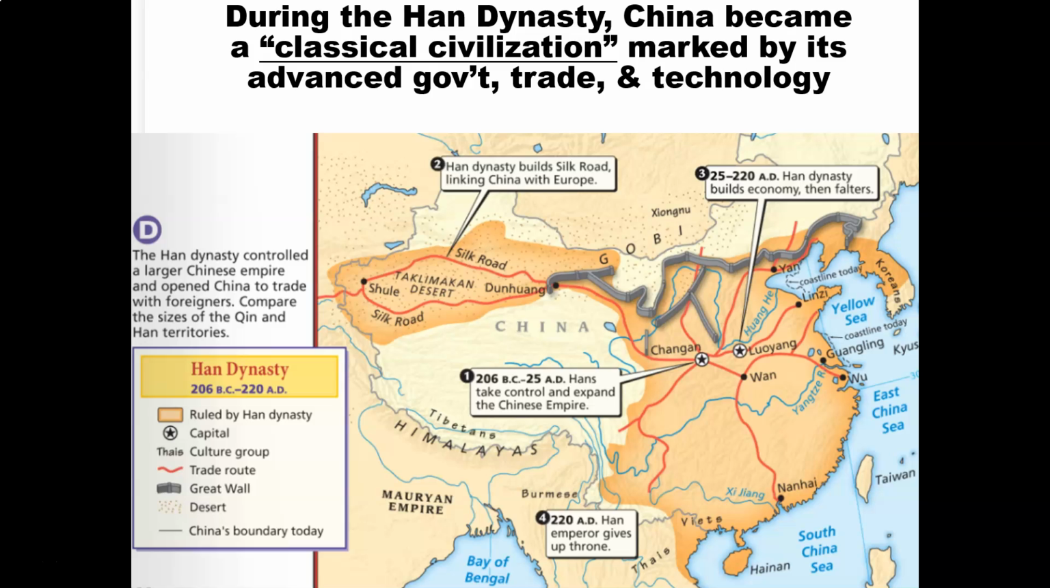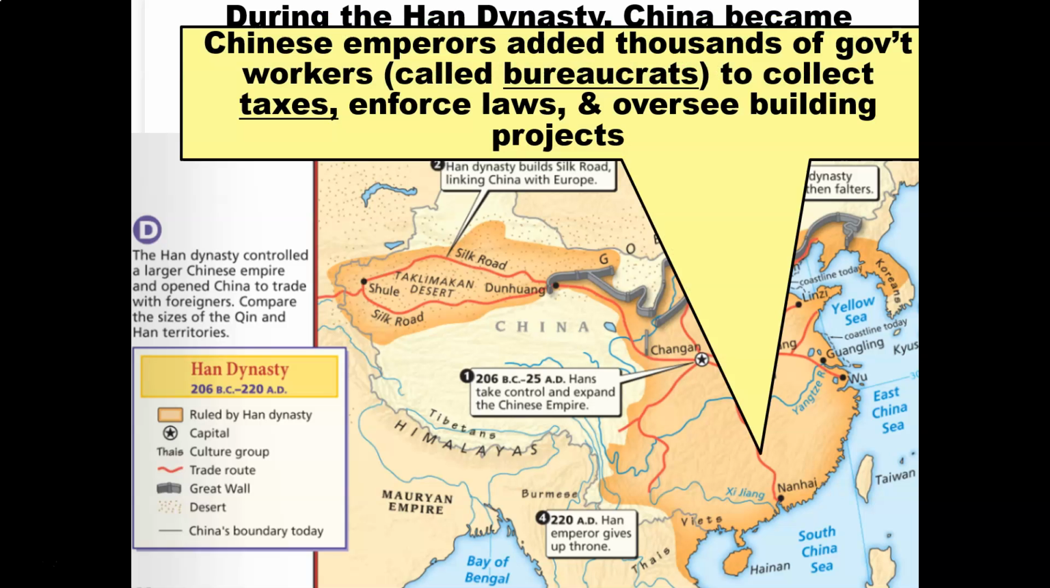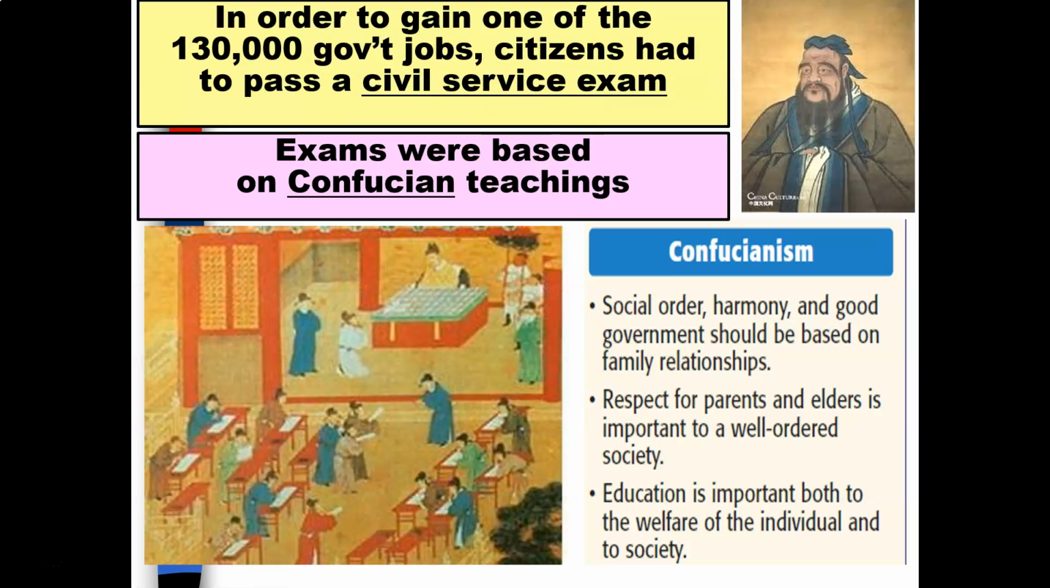During the Han Dynasty, China became a classical civilization marked by its advanced government, trade, as well as technology. The Han kings built a powerful army and expanded into Asia to form China's first empire. Chinese emperors added thousands of government workers called bureaucrats to collect taxes and also enforce building projects. Once again, this is very important because in our modern day, we also take a whole bunch of the ideas that were put together by the Chinese and we use them today.